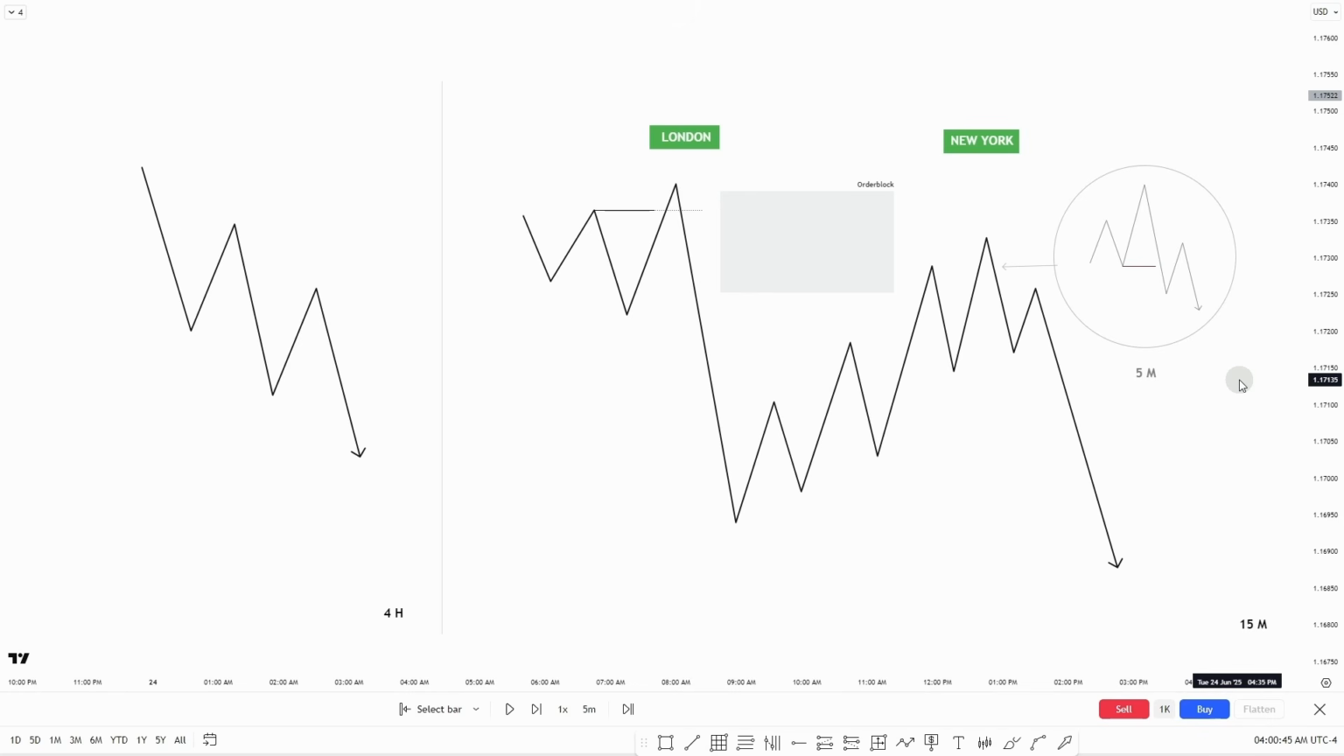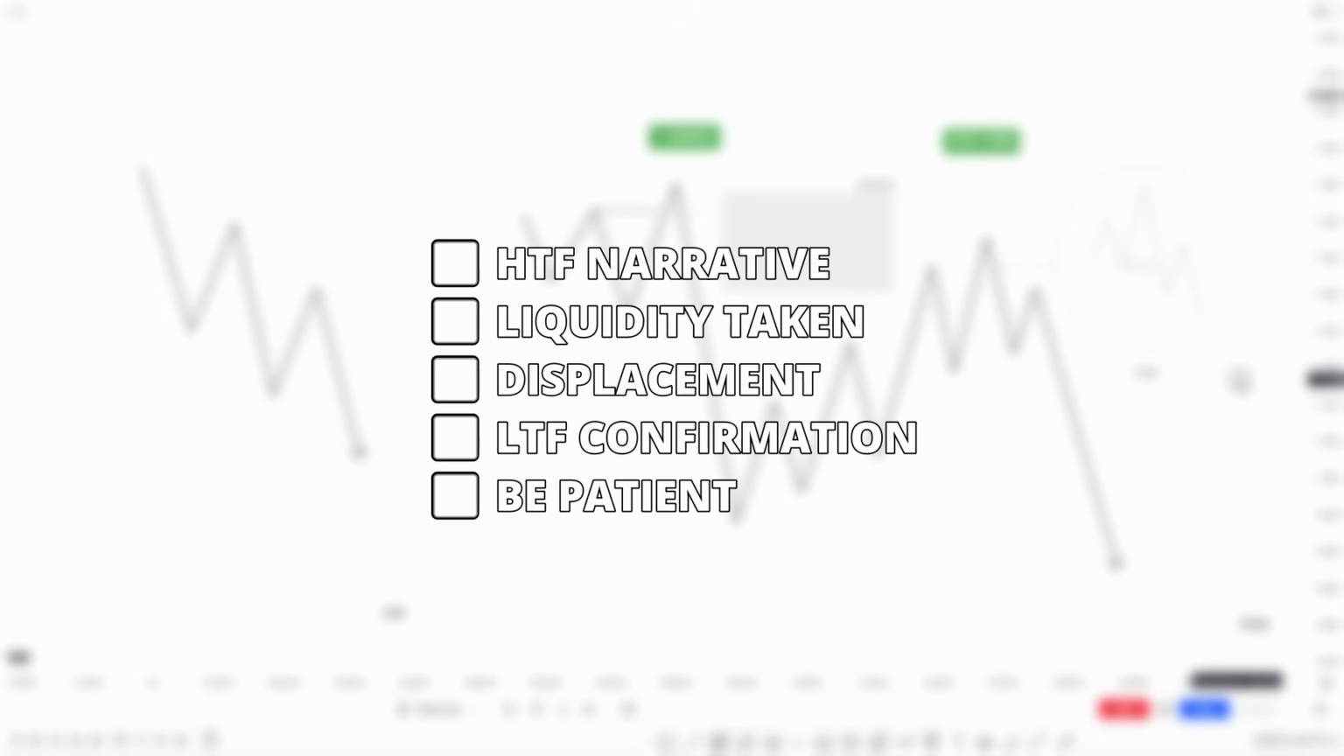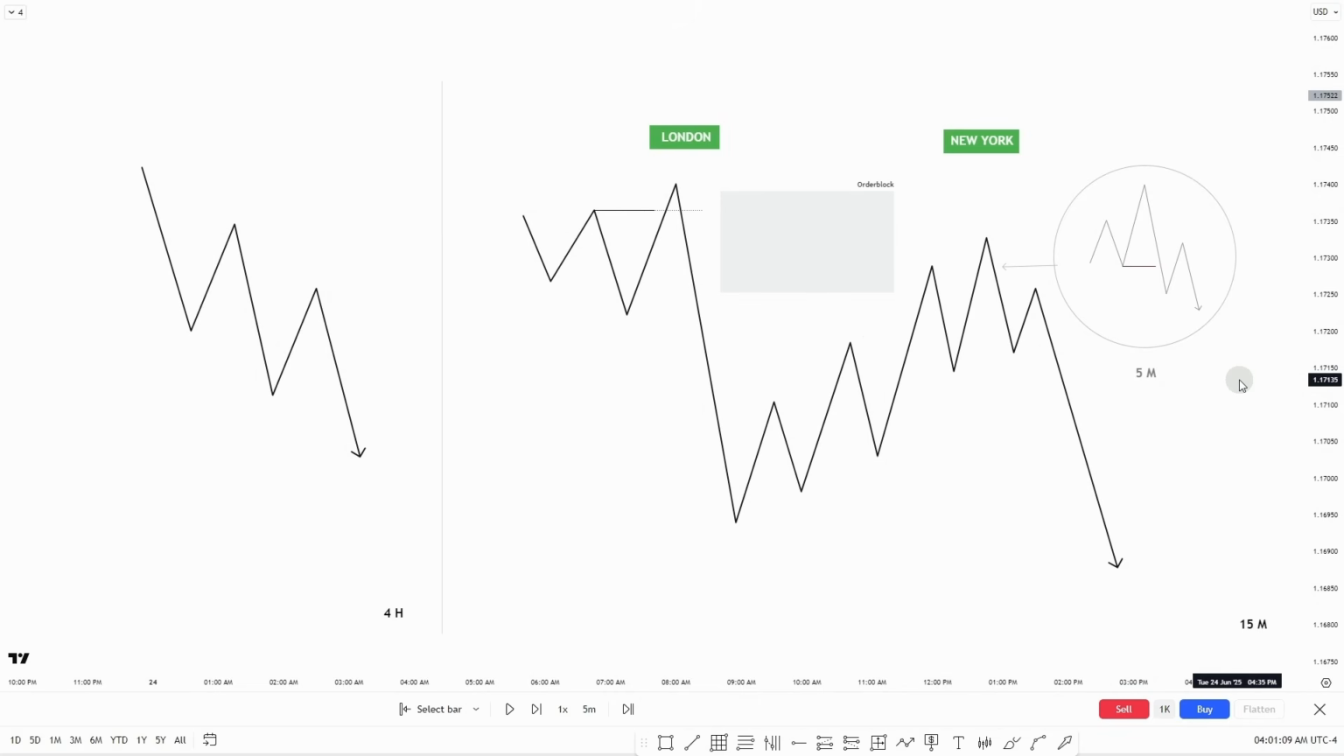To wrap up, here's your quick checklist for trading order blocks with precision. You use high time frame bias to filter trades. You check if liquidity was swept before the move. You identify the displacement after the order block. You wait for confirmation on the lower time frame before your entry. And last of all, you be patient and let the setup come to you.